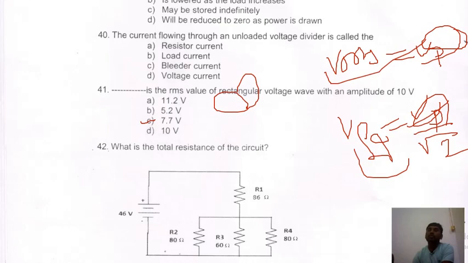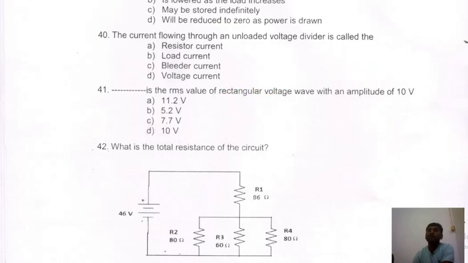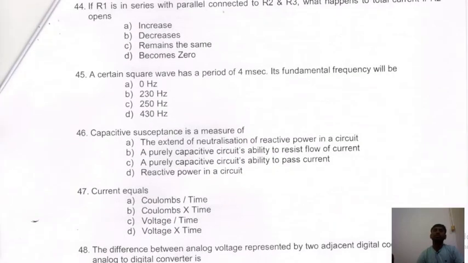For a rectangular voltage wave, I will take Vrms equal to V peak. So 10 volt is the peak voltage for the rectangular wave, then the RMS will also be 10 volts only. So the option is T. That part I had left because I had some confusion; once the doubt was cleared, I came back. So remember, for rectangular take VRMS equal to VP, for a square wave Vp by root 2, and already you know for a sine wave V peak by root 2.